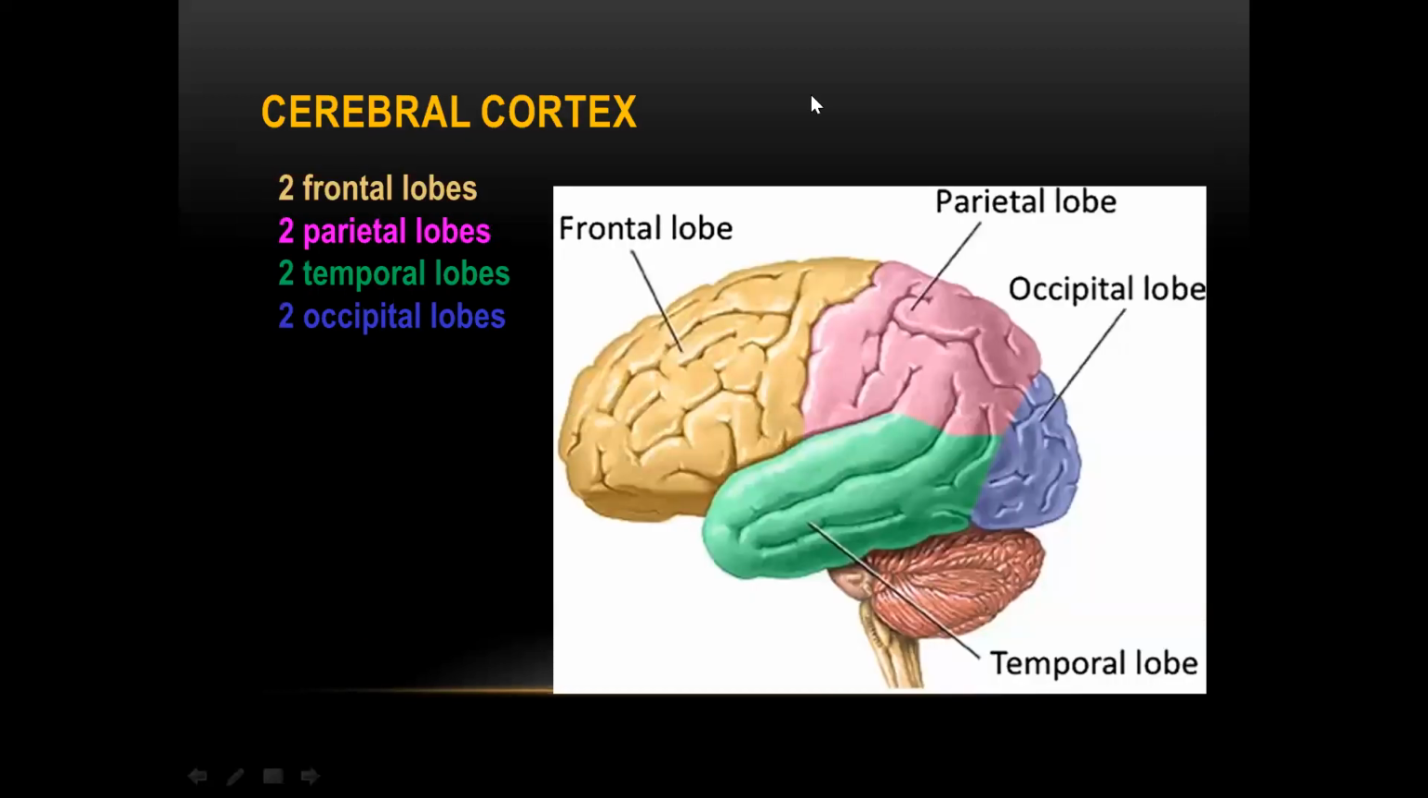Now we talk about the cerebral cortex. In the cerebral cortex, each hemisphere has one of each lobe. Both hemispheres together have two frontal lobes, two parietal lobes, two occipital lobes, and two temporal lobes.